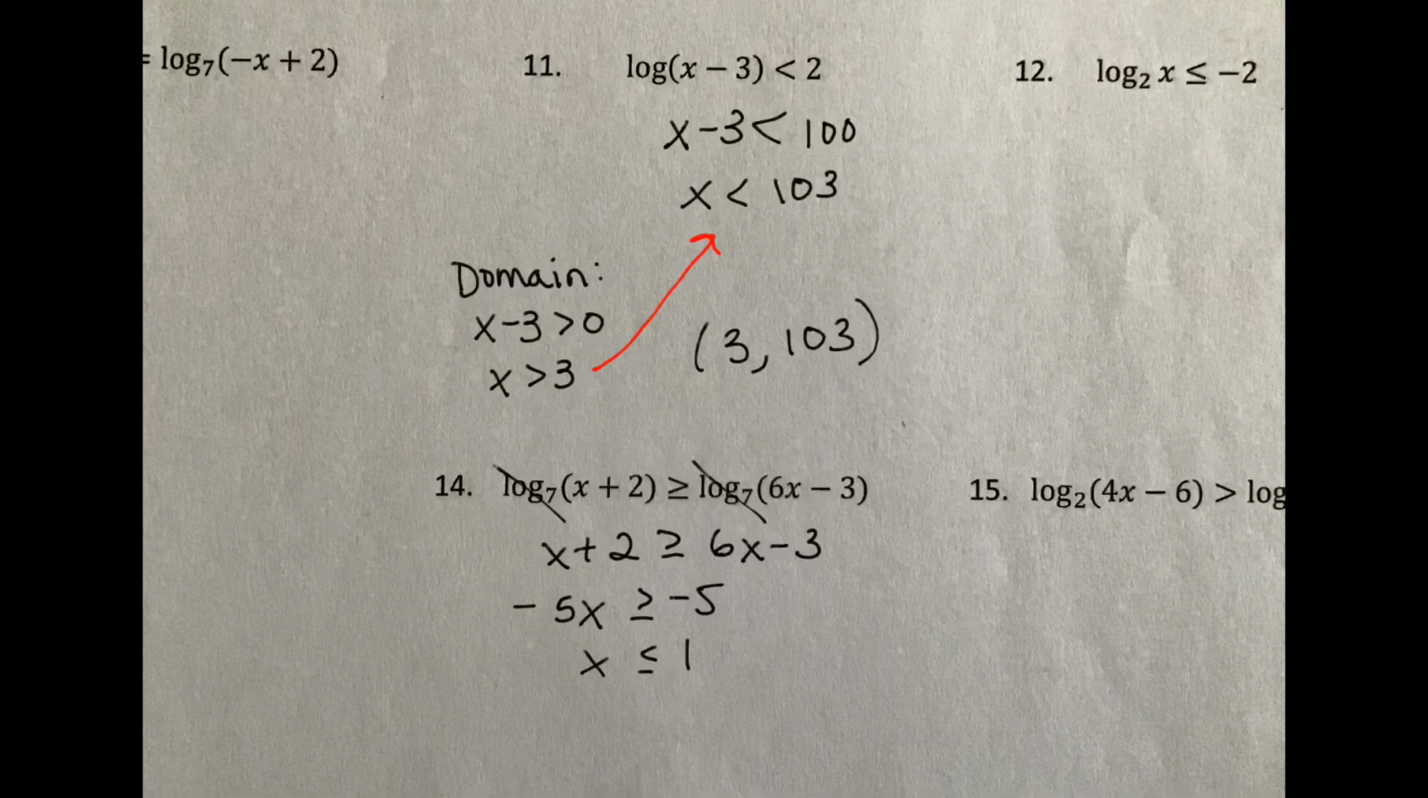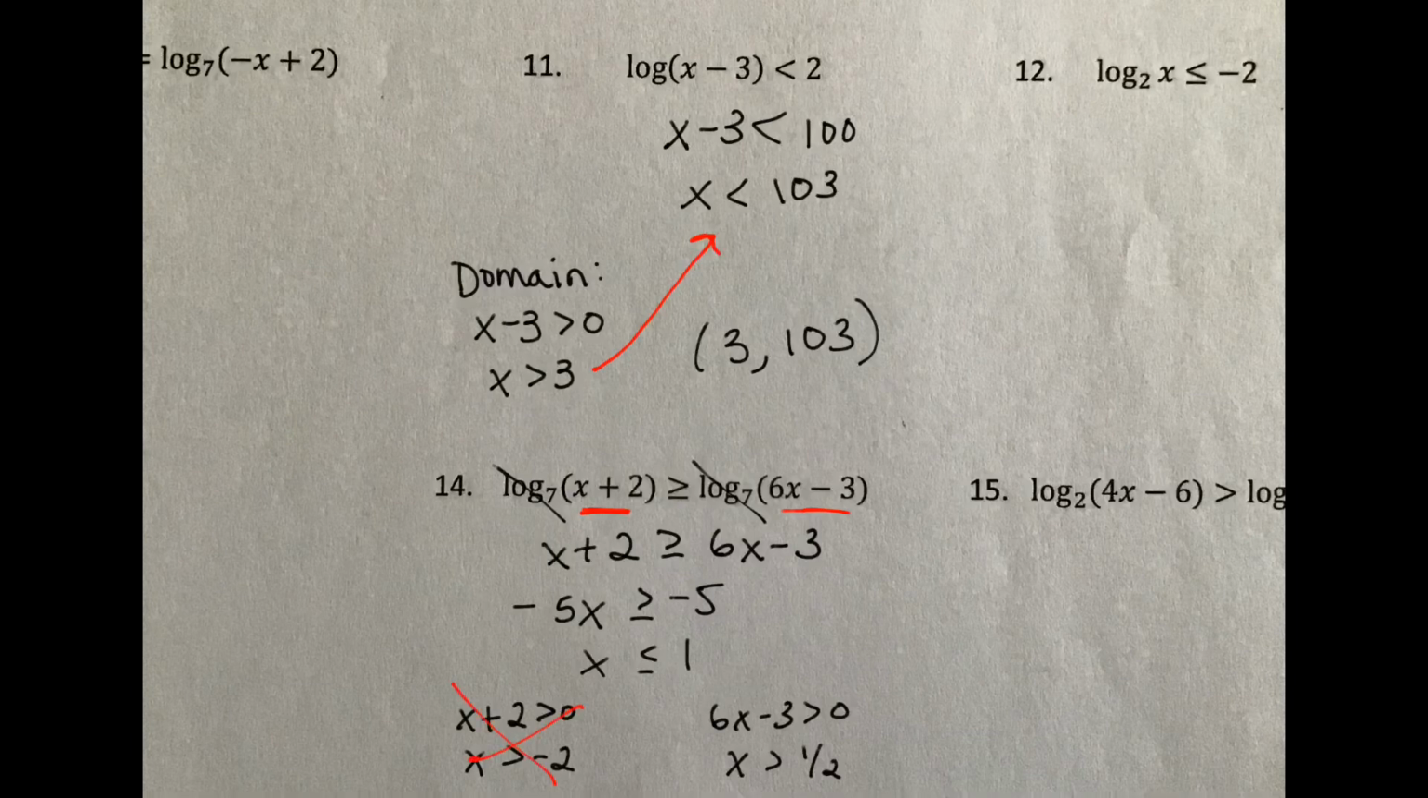Now, I have two domains that I have to worry about. I have the left side, and then I have the right side. So let's do the left side first. x plus 2 has to be greater than 0. So that means x has to be bigger than negative 2. 6x minus 3 has to be bigger than 0. That means x would have to be bigger than 1/2. If you remember in the notes, get rid of the smaller.